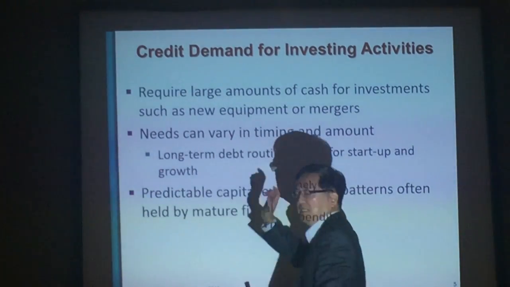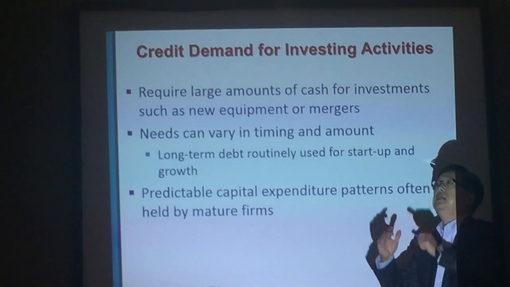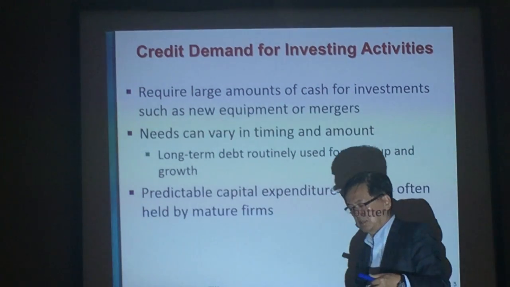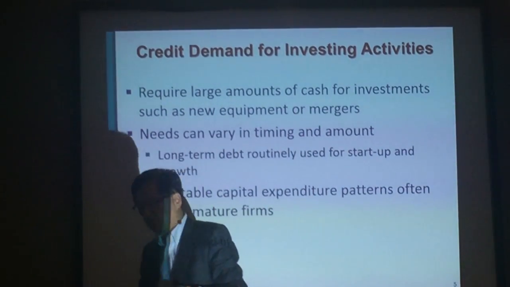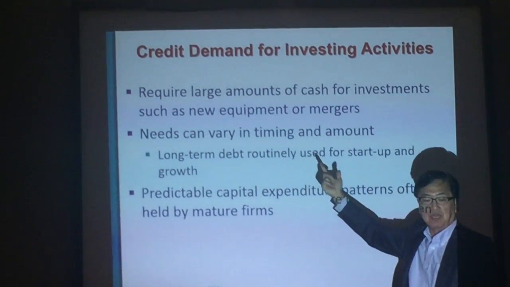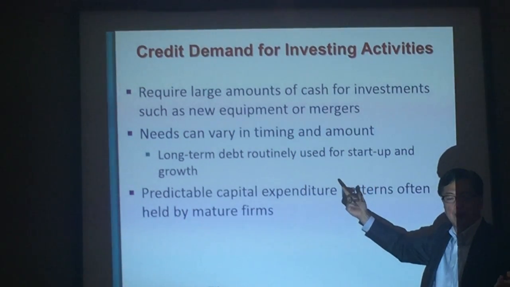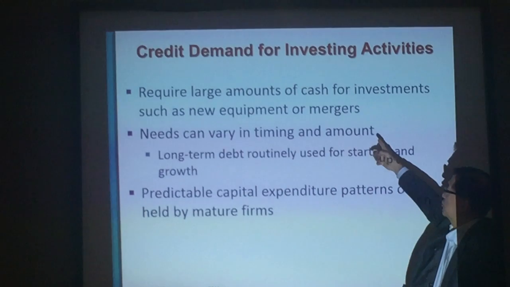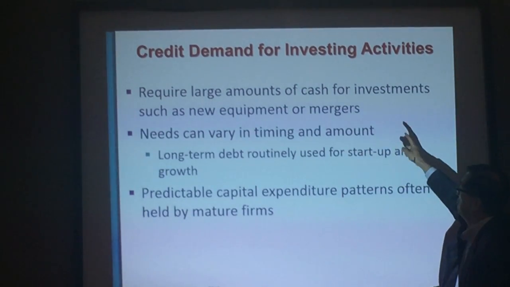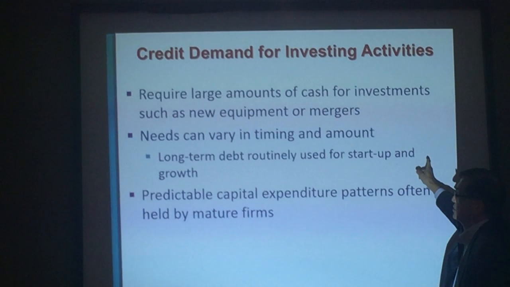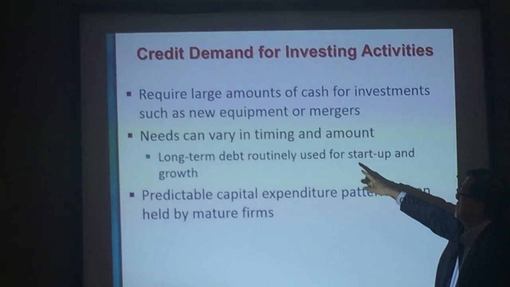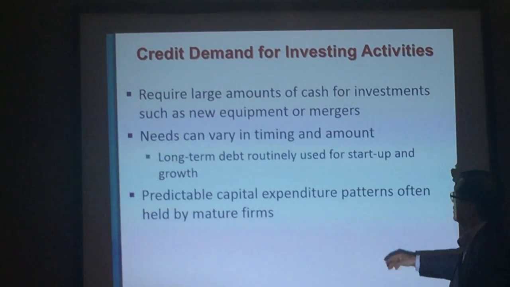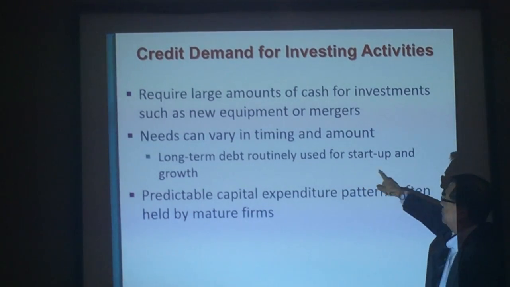Well, investing activity. This is the ideal case for a bank or financial institution to lend money. Billions of dollars. Actually, for a Fortune 100 company, this would be $2-3 billion. If you look at their bonds payable, long-term debt, they are borrowing billions of dollars for long-term capital projects, such as new equipment or merger and acquisition. Timing and amount can vary. Long-term debt is used for startup and growth.